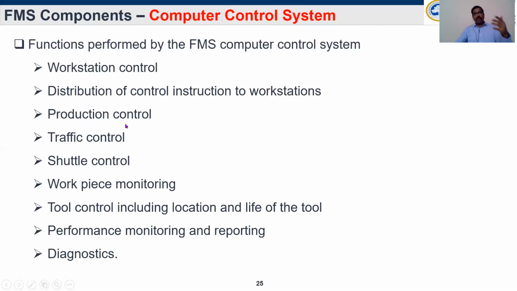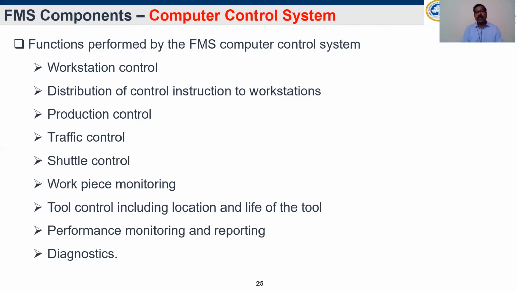Production control. Production control is not machining. It's about counting how many parts we are manufacturing, whether the raw material is available, whether the tool is available, how many components are being manufactured, or how many are completed. And traffic control, for the movement, the automatic storage and retrieval system, or material handling and storage. Material movement is that.